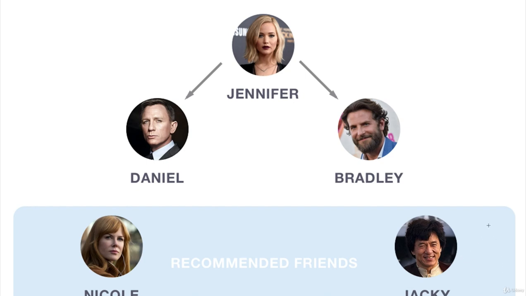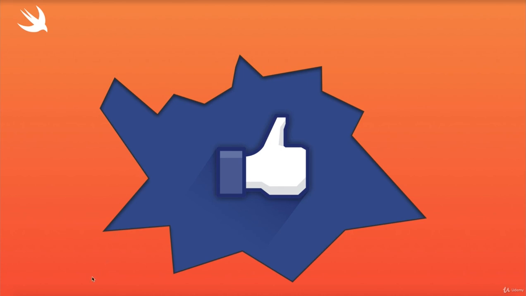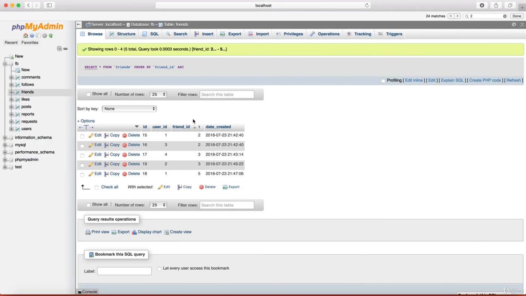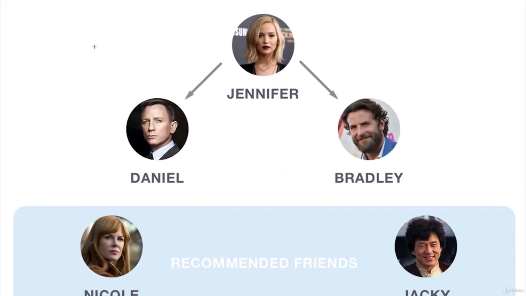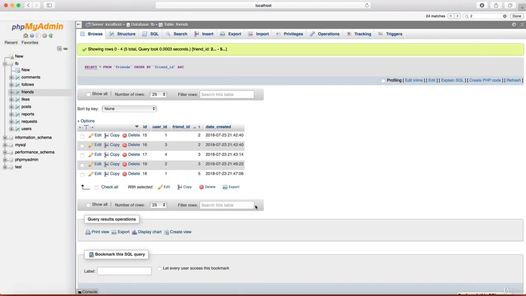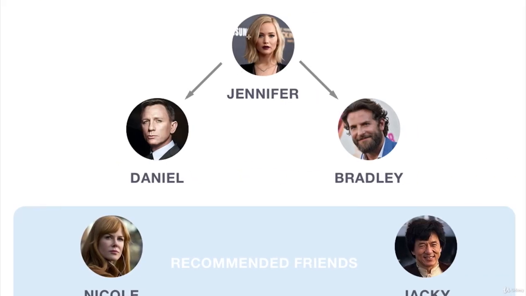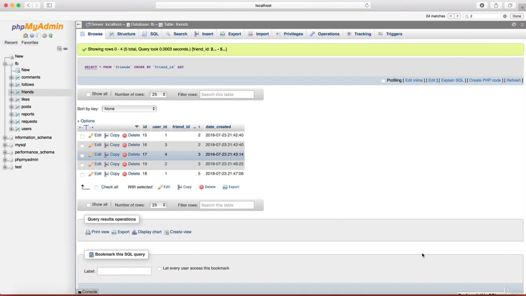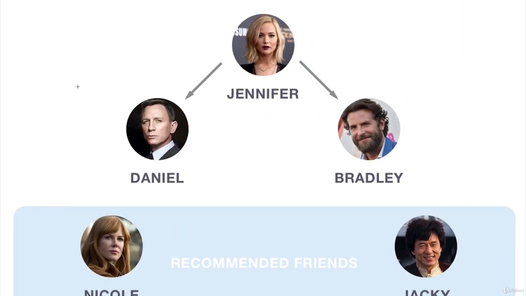Okay, let's go and integrate it. We will go now to run SQL command, so we're going to the databases. The same friendships, the same relations, I have created in my database. I advise you now to create relations between the users. You can make it Jennifer Lawrence and Daniel Craig, and Jennifer Lawrence and Bradley Cooper. Then, let's say, Nicole Kidman with Daniel Craig, and Bradley Cooper with Jackie Chan. First of all, we need to return these two users. We need to fetch them.